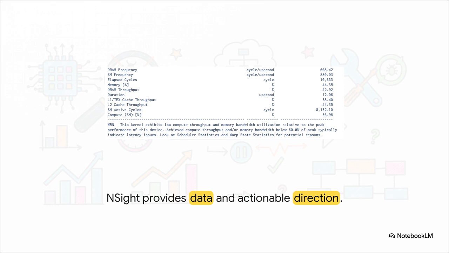It explicitly warns us about low compute throughput, indicating latency issues, and then it tells us exactly which statistics to look at next to fix it. It doesn't just throw raw data at you. It gives you actionable direction.